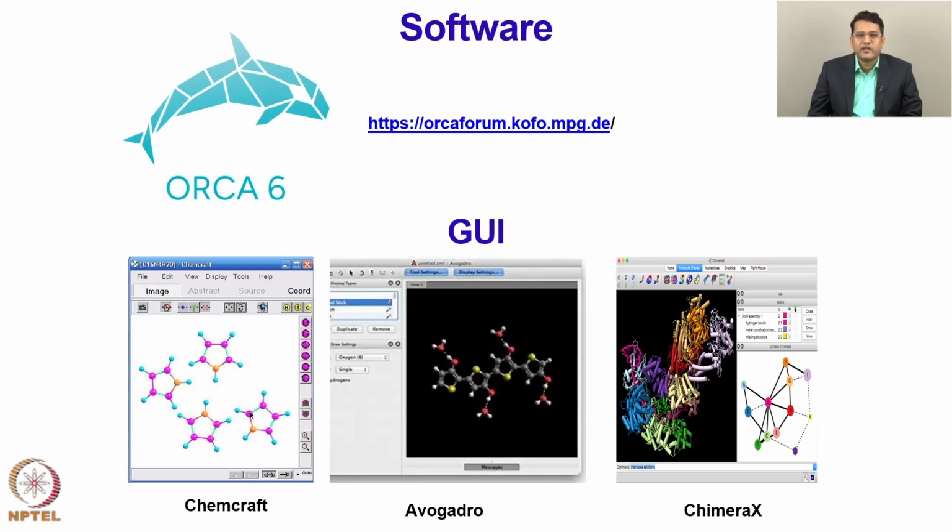For the graphical user interface, we are going to use three graphical user interfaces. First one is ChemCraft, the second one is Avogadro, and third one is ChimeraX. Now, Avogadro and ChimeraX are free software. Although ChemCraft is a paid software, you can get a 6 months free trial version. So in this course, you can use that free trial version.